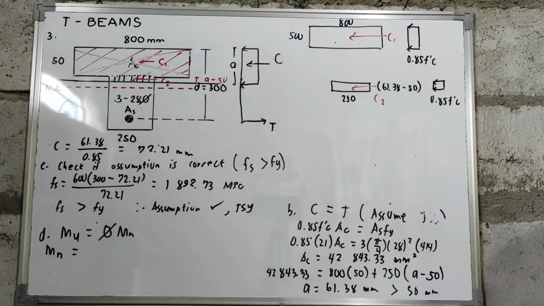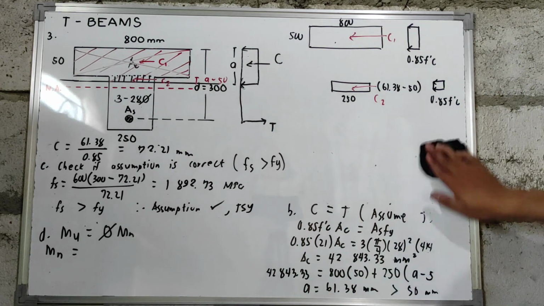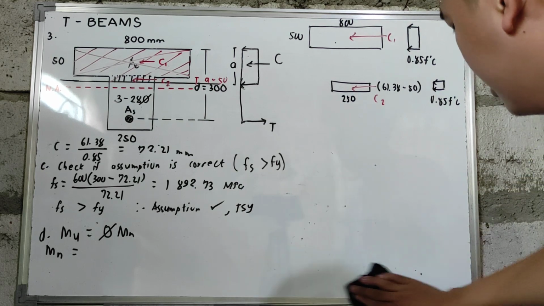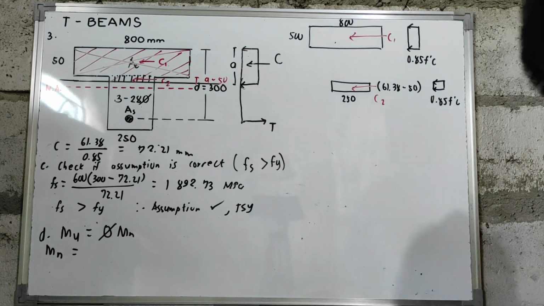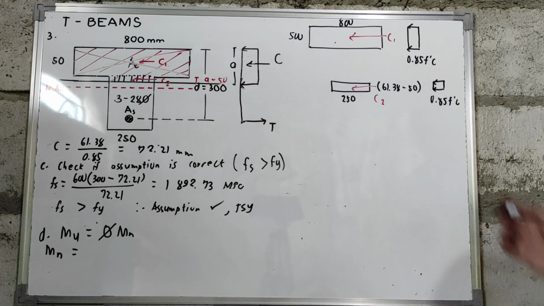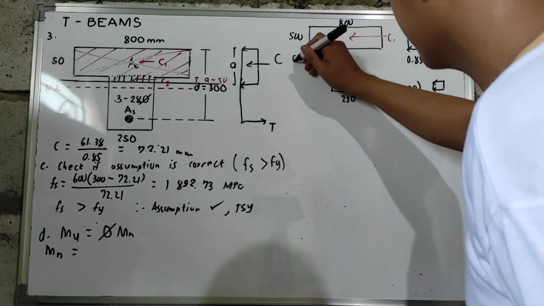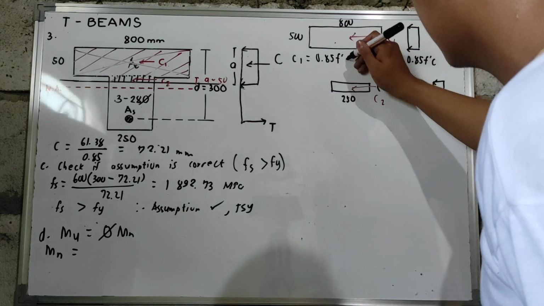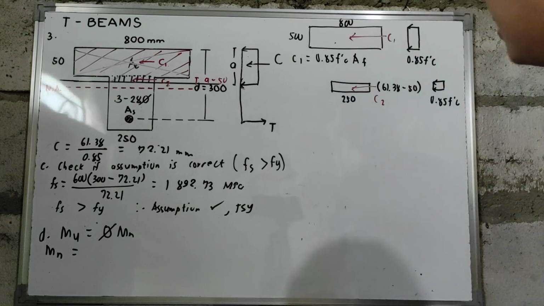So we will just propose another solution, no? Para hindi na kayo mag-Varignon's theorem. So yung formula naman natin dito, no, is parehas lang naman. So yung C1 natin, paano natin kukunin yan? That is 0.85 F prime C multiplied by the area of your flange.